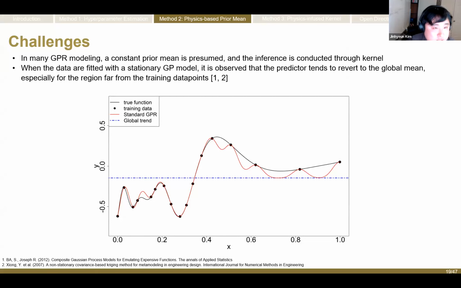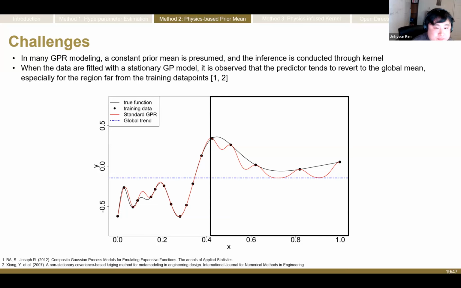In many GPR modeling, a constant prior mean, the geometric mean, is a popular choice, and the inference is conducted mainly through the kernel. However, when the data are fitted with the stationary GP model, it is observed that the predictor tends to revert to the global mean, which is the blue line here, especially for the region far from the training data points. When you look at this black box, the prediction of the standard GPR, which is the red line, tends to revert to the prior mean.